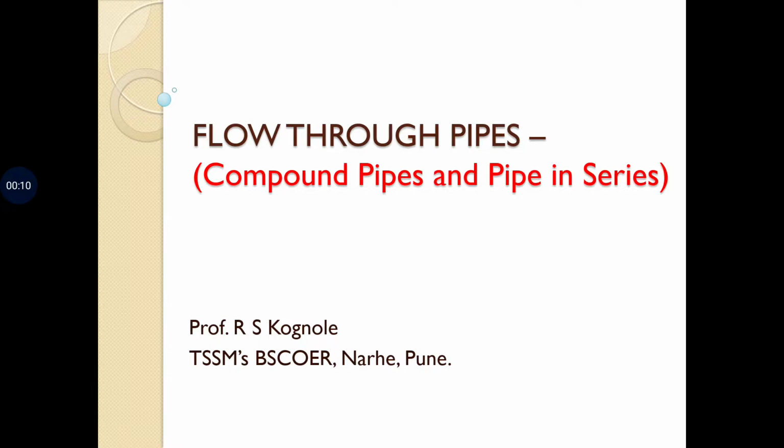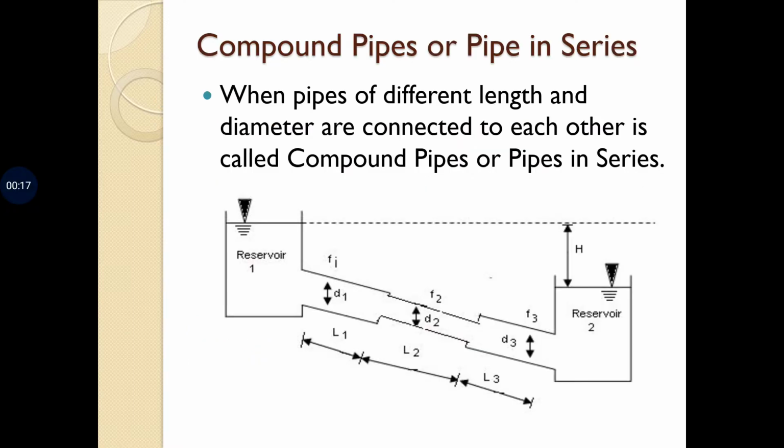Let us discuss another topic from flow through pipes, that is compound pipes or pipes in series. When pipes of different length and diameter are connected to each other to form a pipeline, such a pipeline is called a compound pipe or pipe in series. Here, in this kind of pipe, the discharge flowing through each pipe is the same. So the continuity equation can be applied, that is Q = A1V1 = A2V2 and so on.